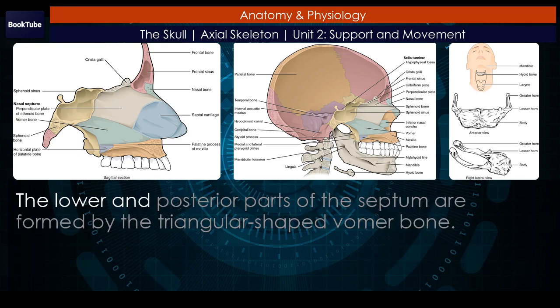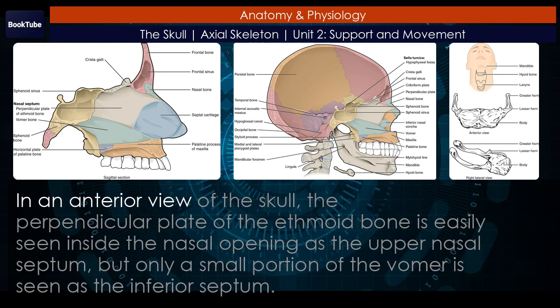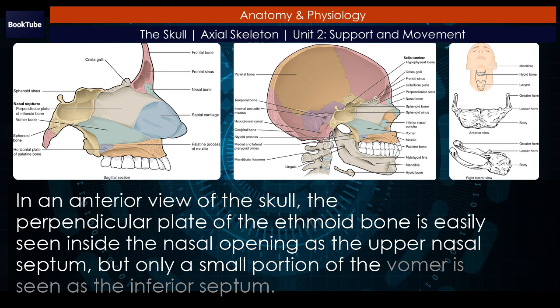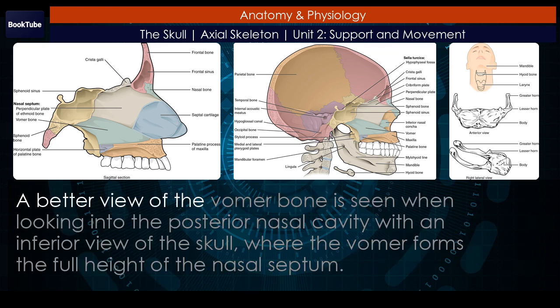The lower and posterior parts of the septum are formed by the triangular-shaped vomer bone. In an anterior view of the skull, the perpendicular plate of the ethmoid bone is easily seen inside the nasal opening as the upper nasal septum, but only a small portion of the vomer is seen as the inferior septum. A better view of the vomer bone is seen when looking into the posterior nasal cavity with an inferior view of the skull, where the vomer forms the full height of the nasal septum.